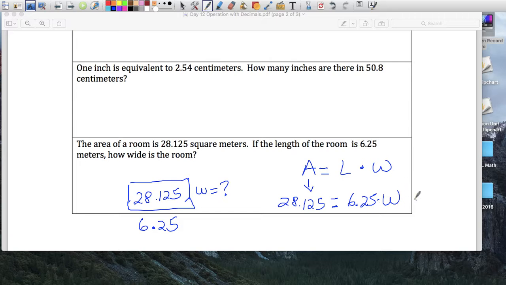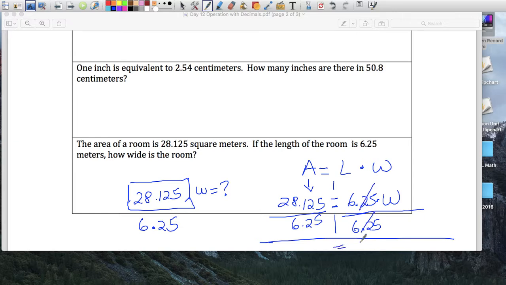Think of it as an equation. This is a multiplication equation, so the opposite of multiplication is division. I'm going to divide both sides, and I'll show division with a fraction bar, by 6.25. 6.25 divided by 6.25 gives me 1, or 1W, or just simply W. And 28.125 is what I have to divide by 6.25. I'm going to do it over here somewhere.